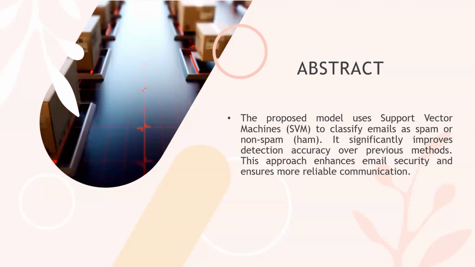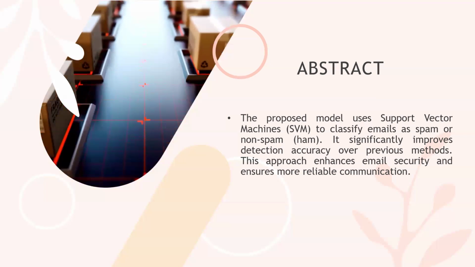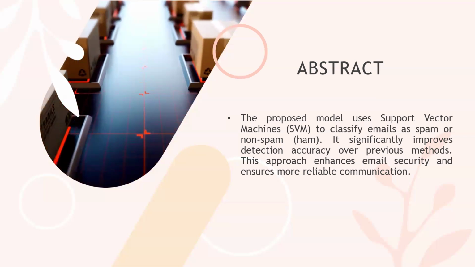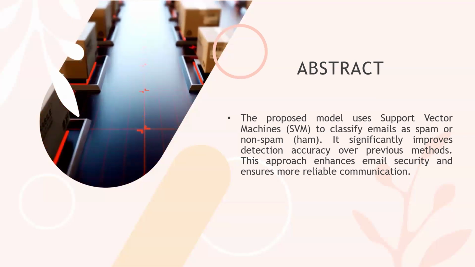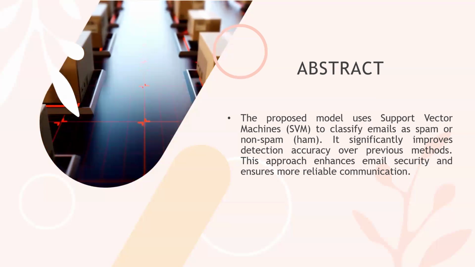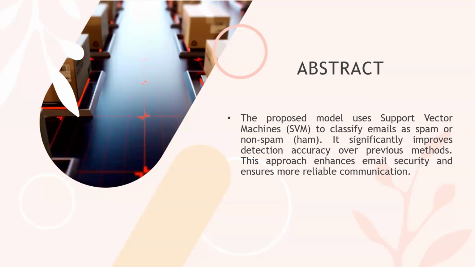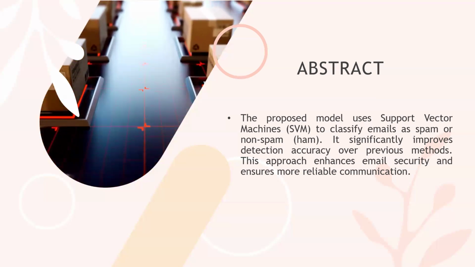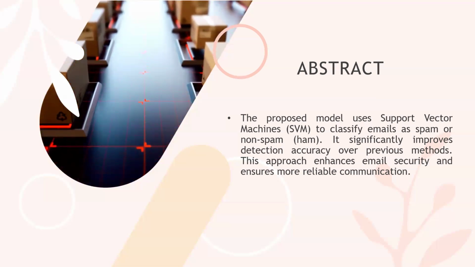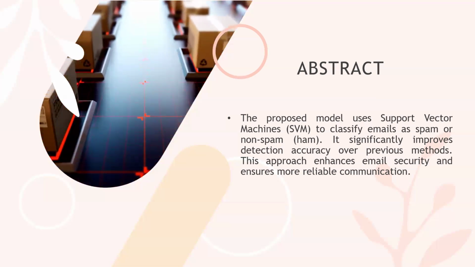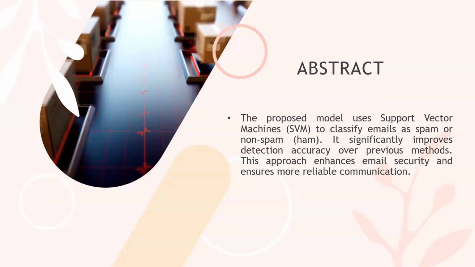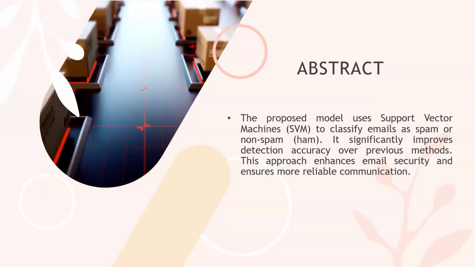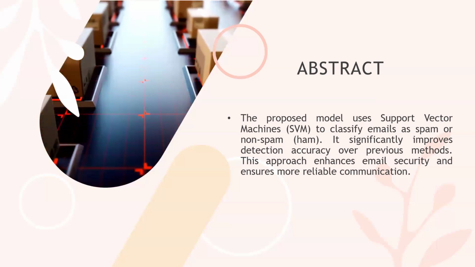For example, a spam email might claim to be from a bank, asking you to verify your account details to avoid suspension, which is an attempt to steal sensitive data. These emails can slow down internet connections, tamper with search results, and pose security risks. So, to tackle these issues, a machine learning model such as support vector machine can be used to classify emails as spam or ham. By analyzing the email content, the model accurately filters out spam emails, offering better protection and improving email security.